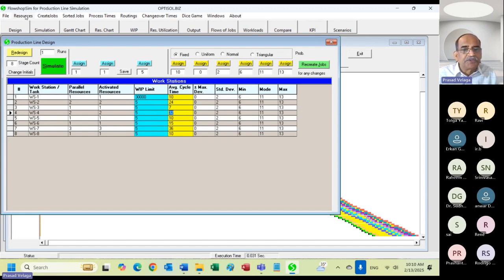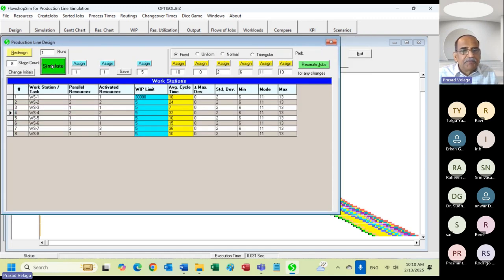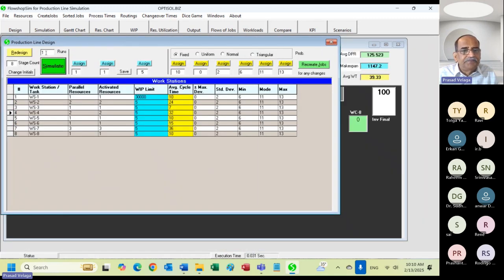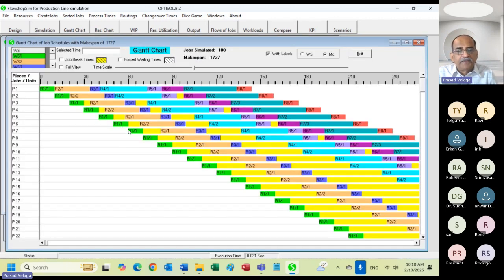So let me look at the resources. Here, there's a normal one. So I'm going to simulate now. You remember that at the fourth workstation, the effective cycle time is 16. That is the reason you get the production of every piece every 16 minutes. And let us see the flow. This is the flow of pieces on the production line.